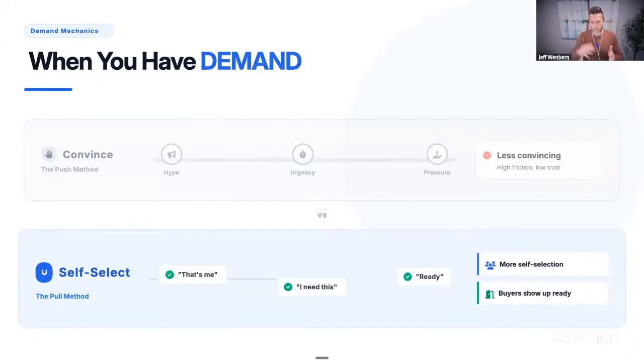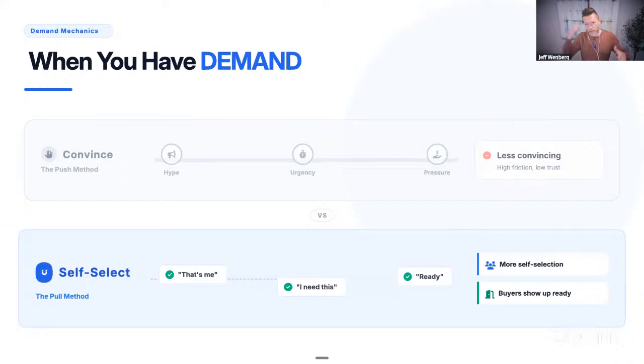Because here's the deal: when you have demand, you don't have to persuade people. You don't have to convince them. You don't have to overcome objections. I'm not saying there are no objections, but it becomes way, way less. And it's more of a logistical conversation when it comes time to pitch something or to buy something, because they've already sold themselves that you actually have what they're looking for. That's what we want to have happen. We want to create that demand so they self-select without you having to do anything.